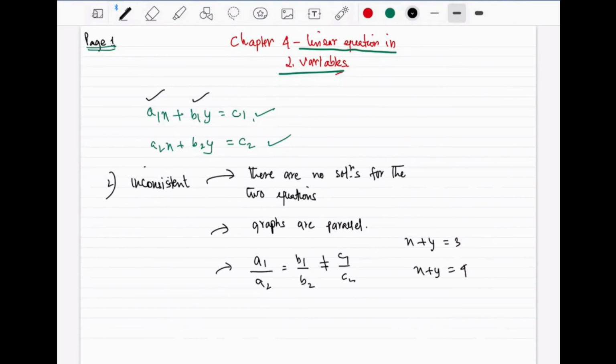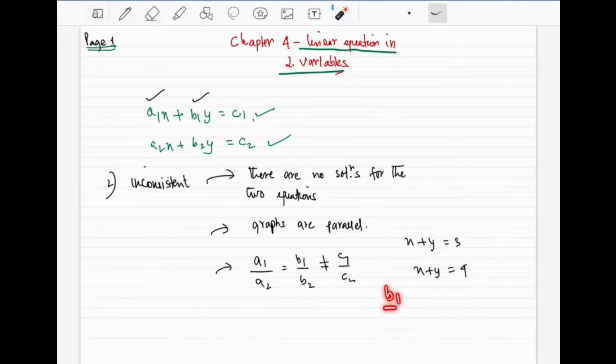I've given it like previously. Look, a1 by a2 is 1 here, 1 here, 1 here, 1 here, 3 and 4 here. This is a1, b1, c1, a2, b2, c2. How much is a1 by a2? a1 by a2 is the coefficient of x and x in the two equations. So we will have 1 by 1, which is 1.